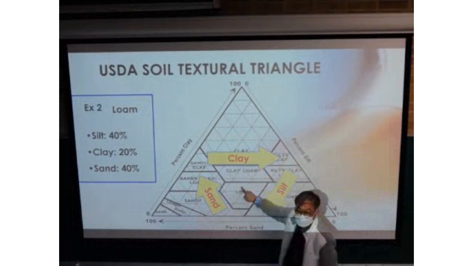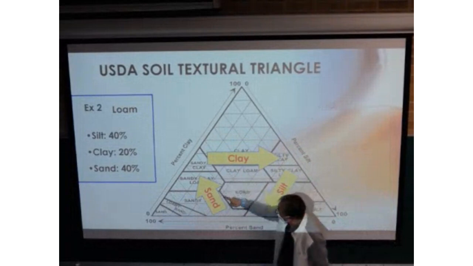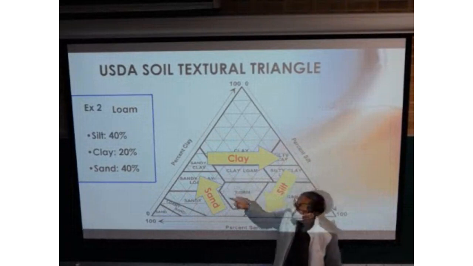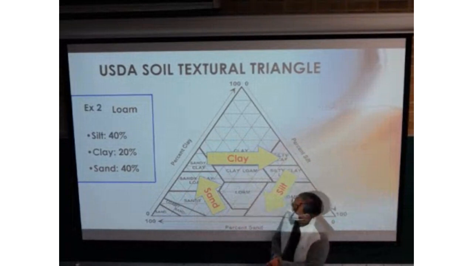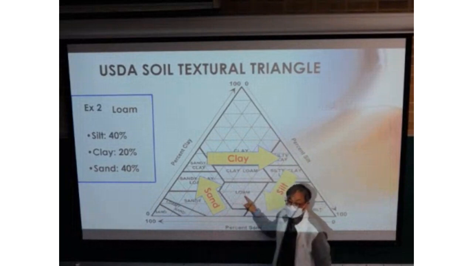So matching of these three lines in this series. The matching point among the three lines is here. That's why we call that a sample which has 40% silt, 20% clay, and 40% sand. The matching point of the silt and clay lines in here is a loam area. That's why we call that the soil sample is loam.